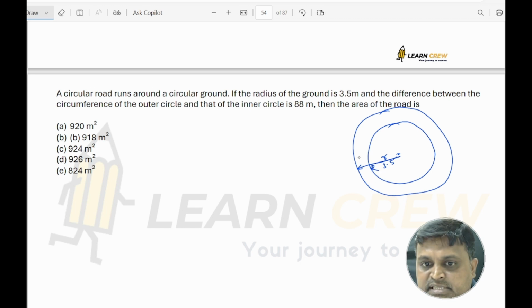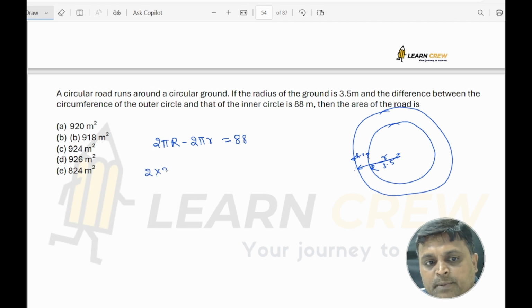And what is this? This is capital R minus small r. This total is capital R, the outer circle radius. This is the inner circle radius. This is the path radius. And what is the difference between the circumference of the outer circle and the inner circle? Outer circle circumference is 2 pi capital R. Inner circle is 2 pi small r. This difference is given as 88.